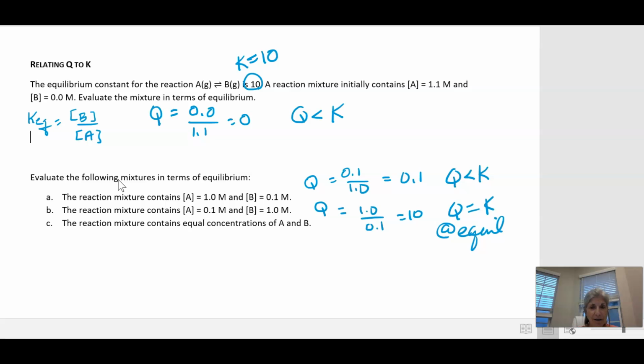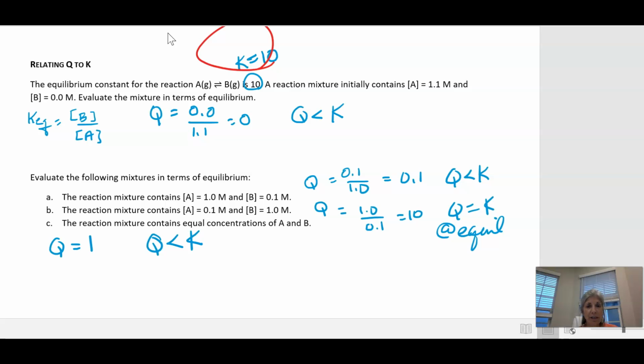And for C, whatever the concentrations are, they are the same. So that means Q equals 1. And in this case, even though Q equals 1, Q is less than K because K equals 10, so equilibrium has not yet been established.